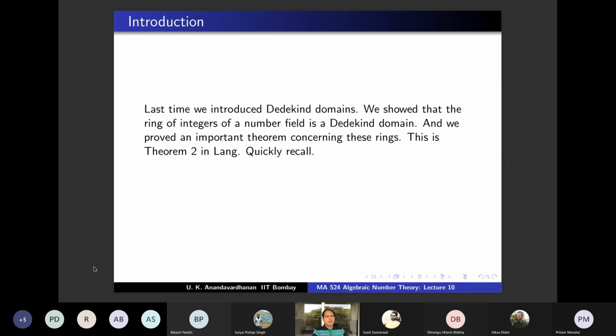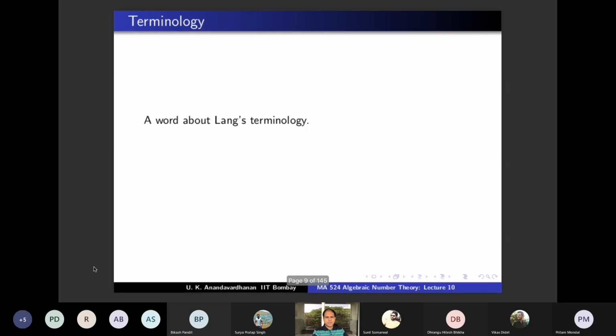We also showed that for an ideal A, the set that we defined, A inverse, is the inverse. We showed that in step 3. And the last step was to show it for any fractional ideal. And then as a corollary, we proved that you have unique factorization of ideals. So this is what we did last time. Today we will do some small results about Dedekind domains.